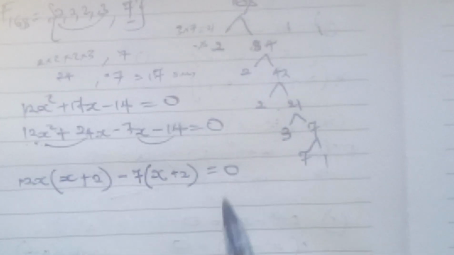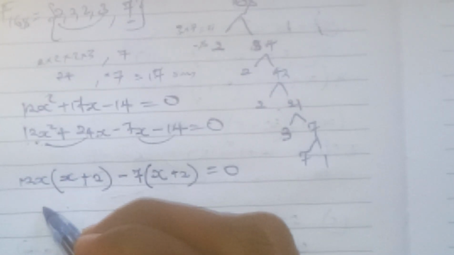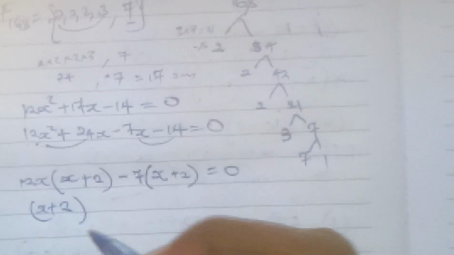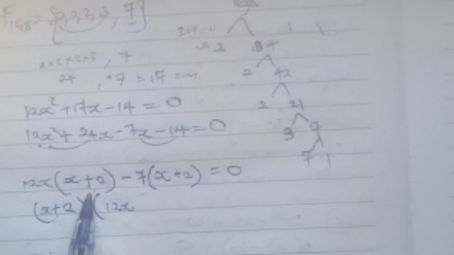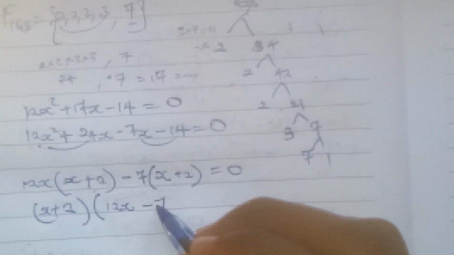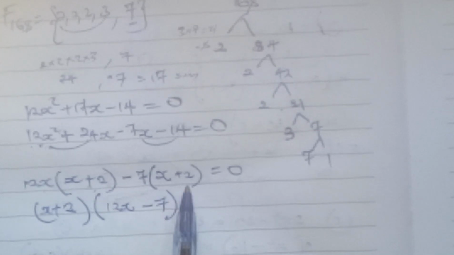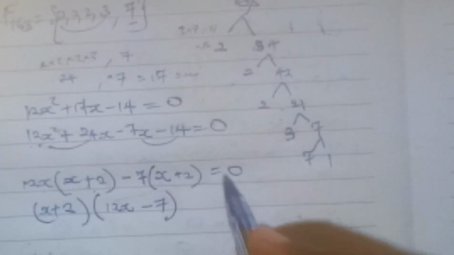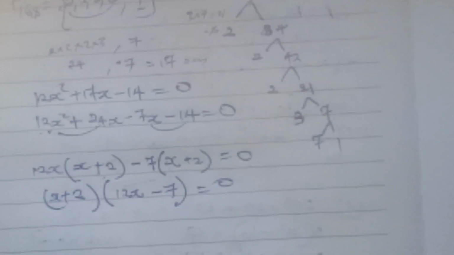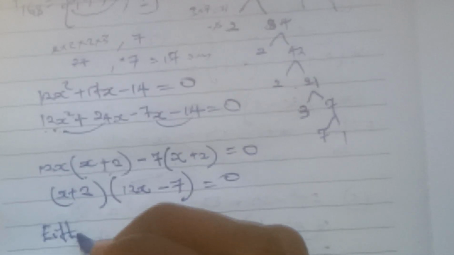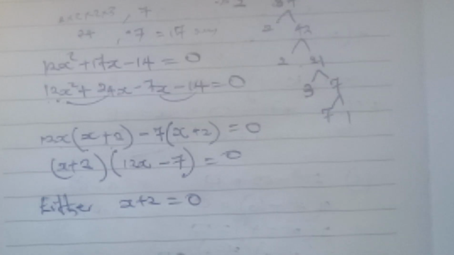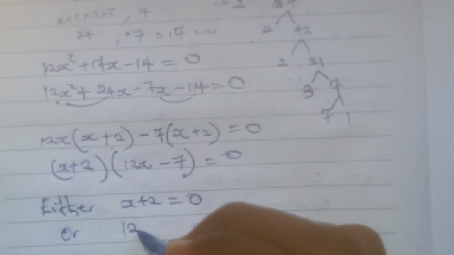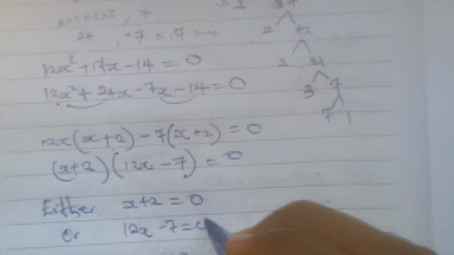Now what next? We are going to see the common term here, which is x plus 2. x plus 2 into 12x, since when you remove x plus 2 here, you remain with 12x, and from here you'll end up with negative 7, giving us 0. So I think we have come to the easier part now, that we have either x plus 2 equals 0, or 12x minus 7 equals 0.